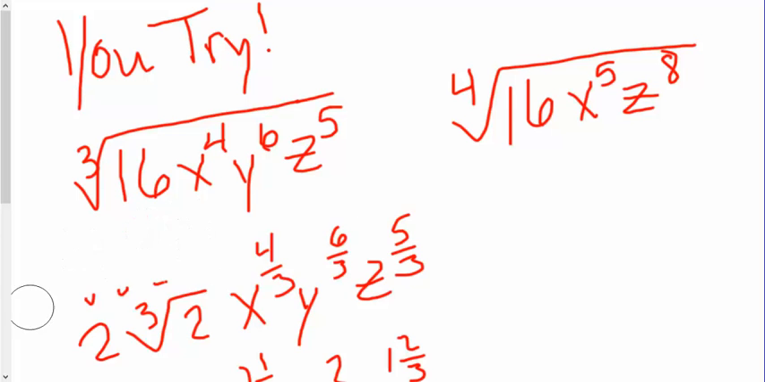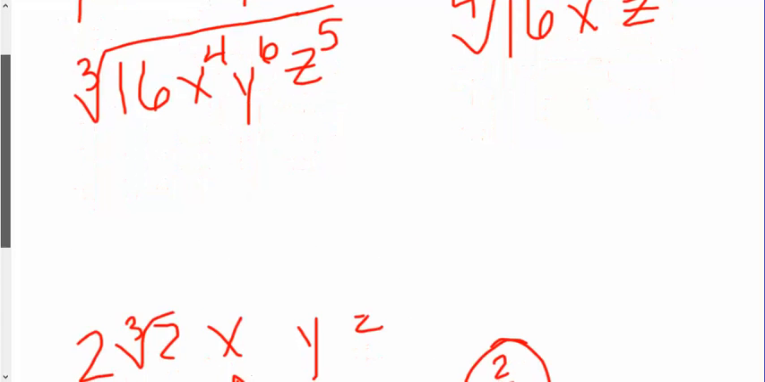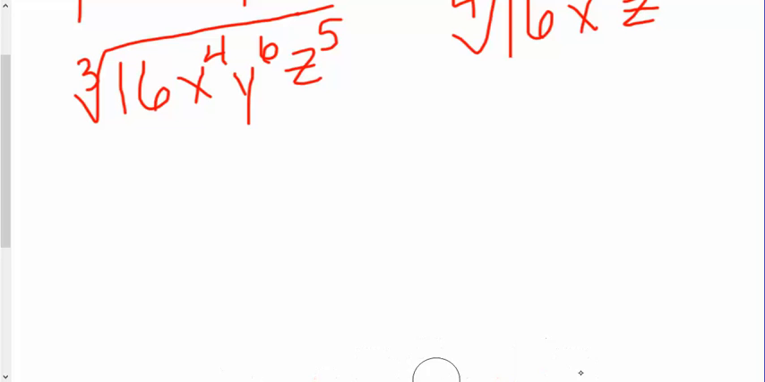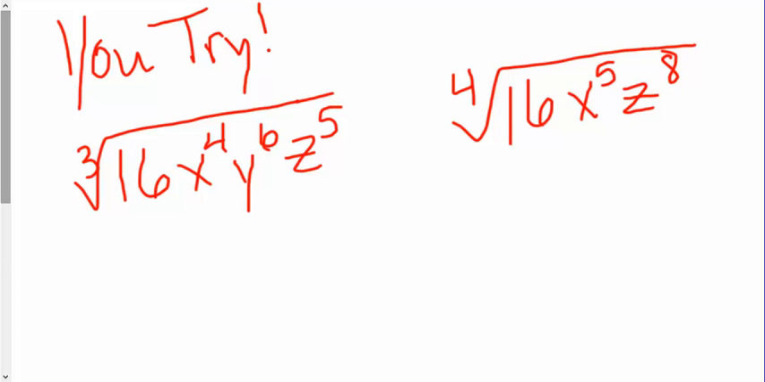So for this next one, I'm now taking the fourth root, which means I have to divide by 4. And I use 16 for a reason, because 16 is one of those lovely fourth roots. It's just 2 times 2 times 2 times 2. So the fourth root of 16 is just simple.